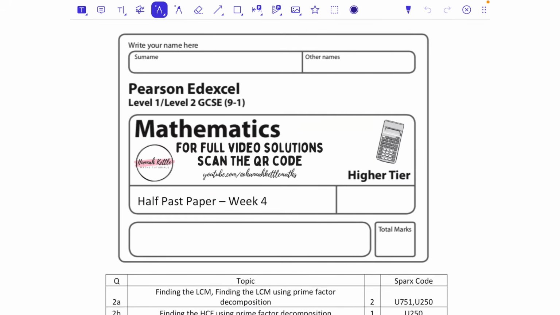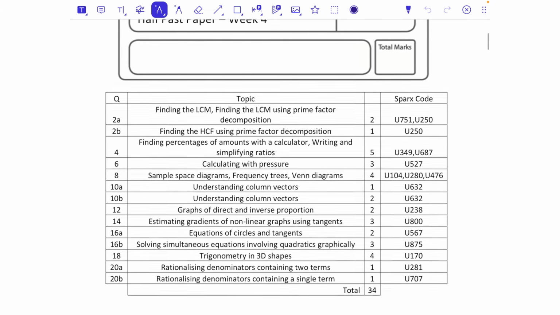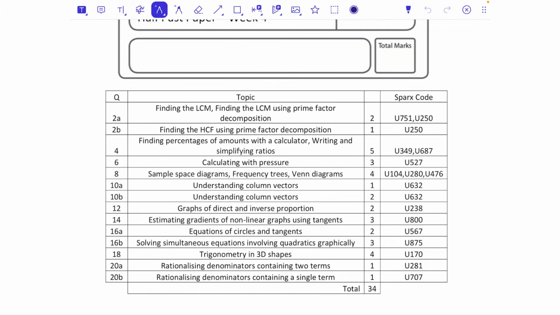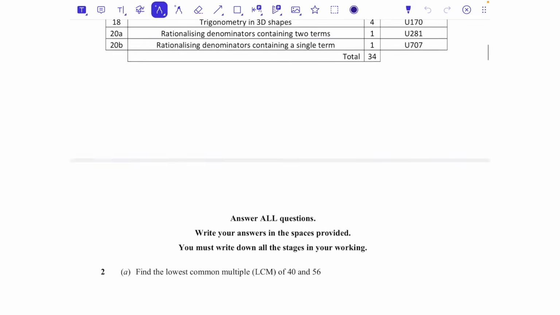Okay, so this is half past paper week 4, a little bit shorter this week. We only had 34 marks this week because we had 46 marks last week. And as you know, the odd numbers and the even numbers make the whole paper. So this is the other half of the paper that we did in week 3. And as always, you've got the Sparks codes there and all of the topics for each of the questions.